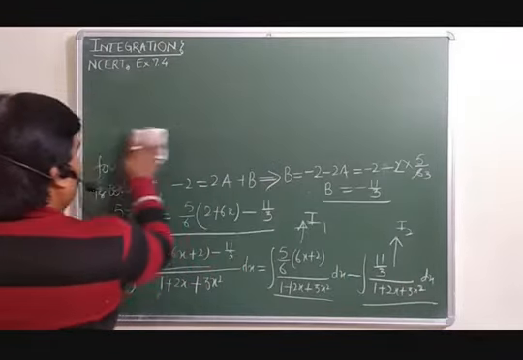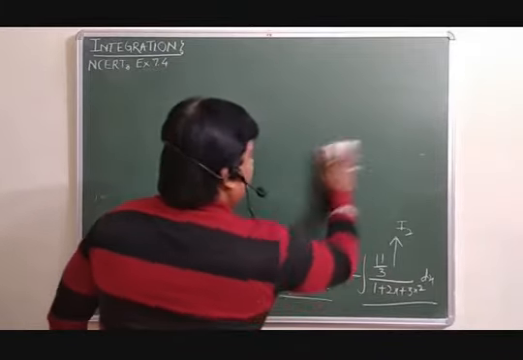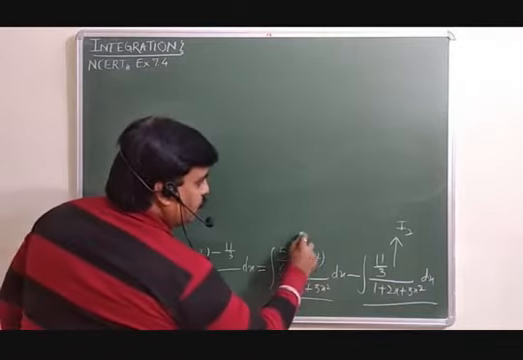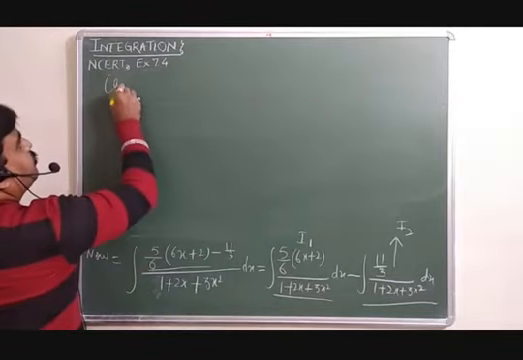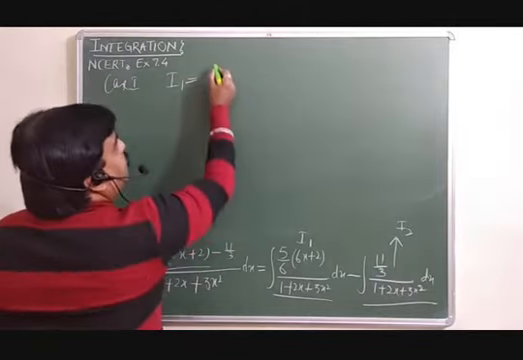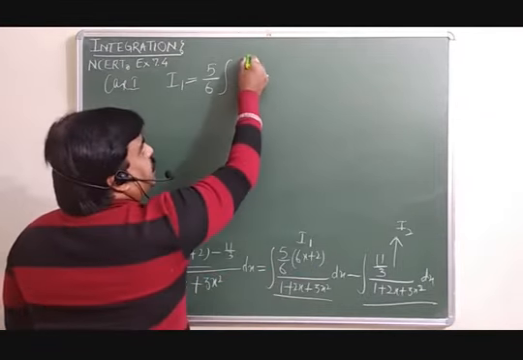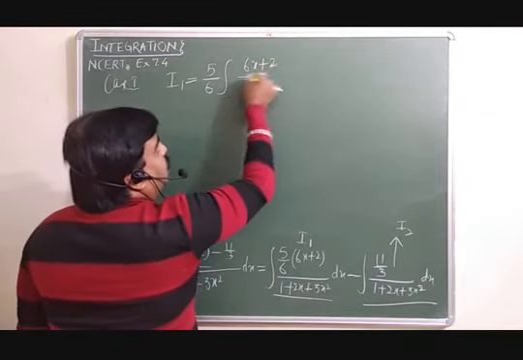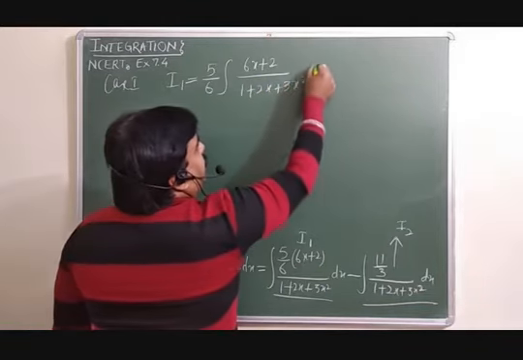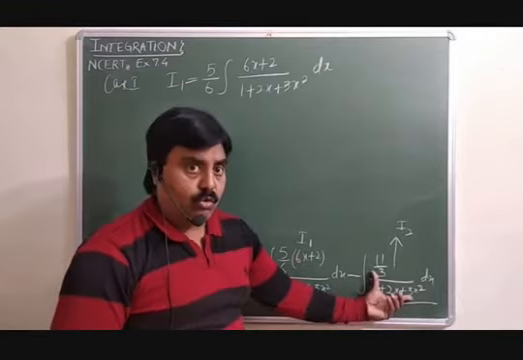So first part we are taking now. Please see, this is your I1. I am taking this first only, so case first. I1 is equal to 5 over 6, you can take out. Inside this one only, 6x plus 2 over 1 plus 2x plus 3x square dx. I am going to solve this one first and then gradually we will take the other one. We will do that later.